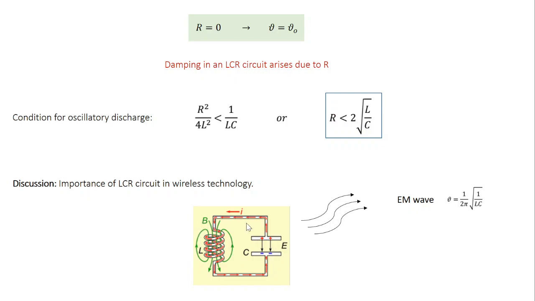So when these two fields alternate rapidly, a part of the energy permanently escapes the system in the form of electromagnetic waves. And what is the frequency of the electromagnetic wave? This is determined by the inductance and capacitance. We have seen the linear frequency is equal to 1 by 2 pi times the square root of 1 by LC. So you can generate an electromagnetic radiation of a specific frequency using an LCR circuit with negligible internal resistance.